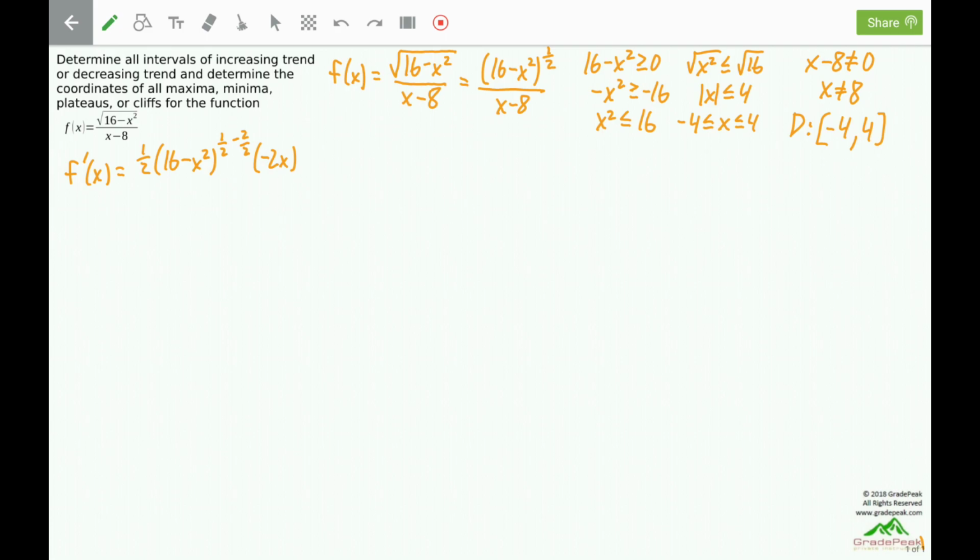That's all the derivative of the numerator times the denominator left alone, minus the numerator left alone times the derivative of the denominator, which will be a 1, all over the denominator squared.